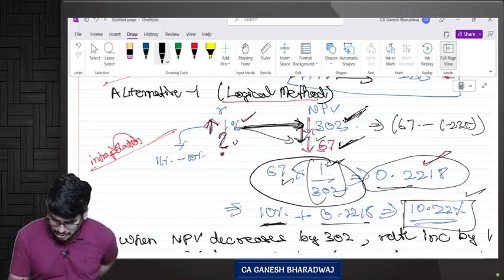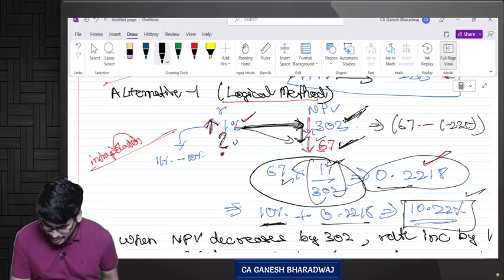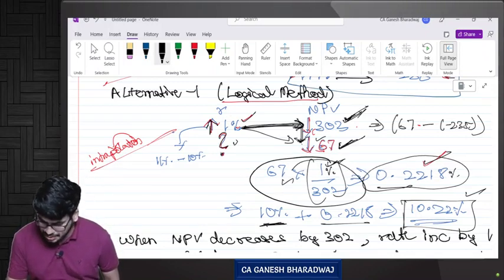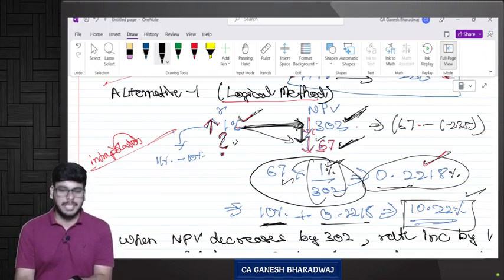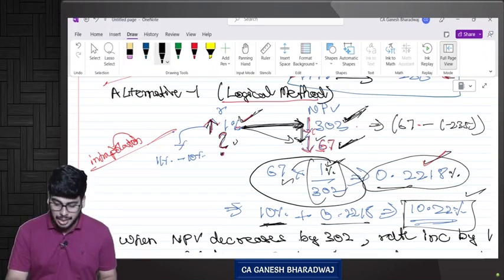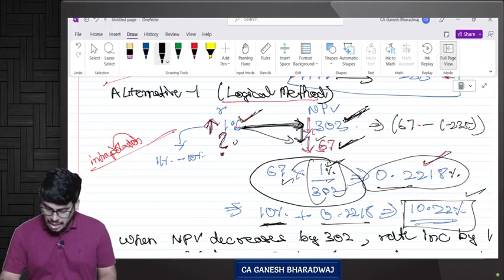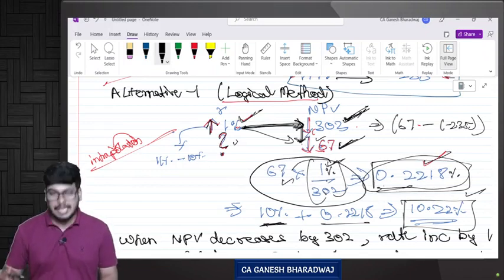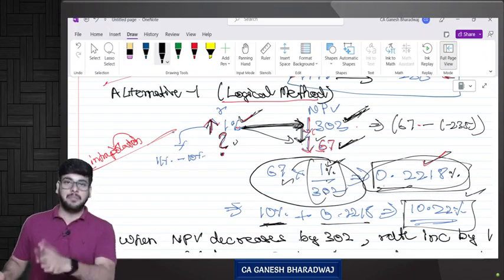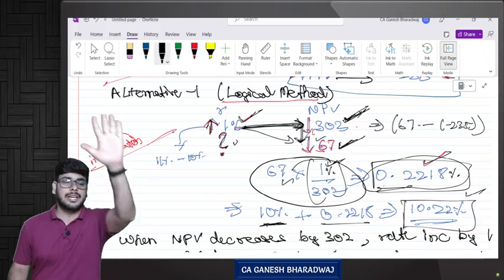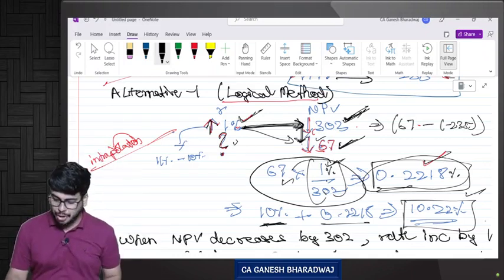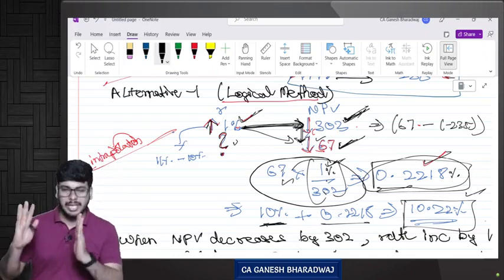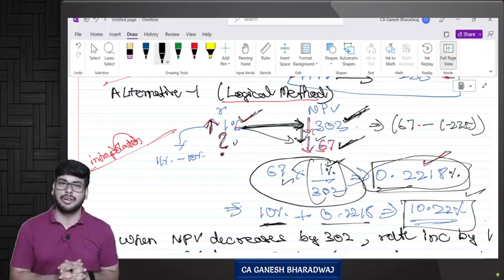Are you clear? This is a 1% increase, right? So you can put this directly in percentage only. For every 1% increase, the change is going to be 302. So this is 1% upon 302 into 67. Whatever you get here as the answer is itself in percentage. It is 0.2218 percentage. So add this directly to the 10 percentage. You will get 10.2218 percentage or approximately 10.22 percentage. Are you clear with this?